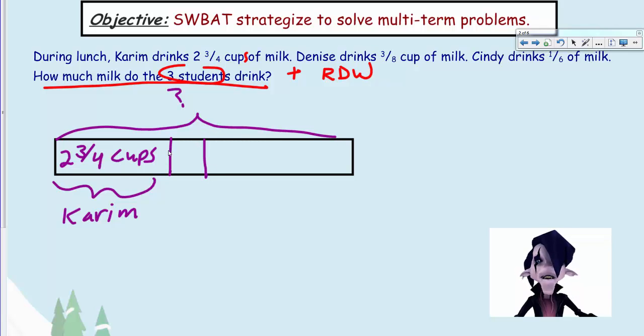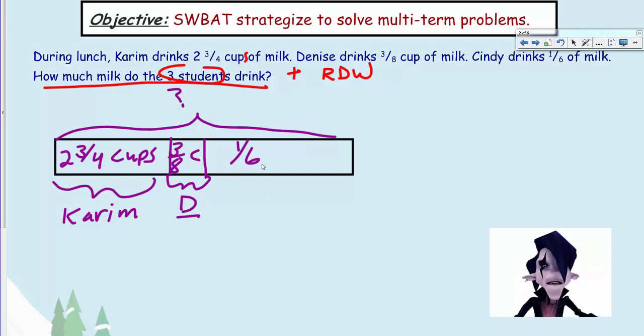So then Denise comes along and she drinks 3/8 cup. By this point, when you see these fractions, you should start to look at them. I'm going to put just the letter D for Denise. You should start thinking to yourself, how much is that? 3/8? Look at that. That is almost a half cup. See the 3/8? 4/8 is a half. So when you look at fractions, don't write just the numbers down, not knowing what you're doing.